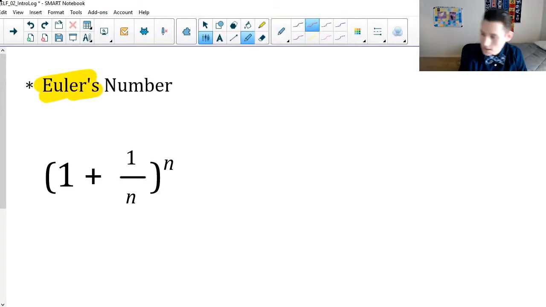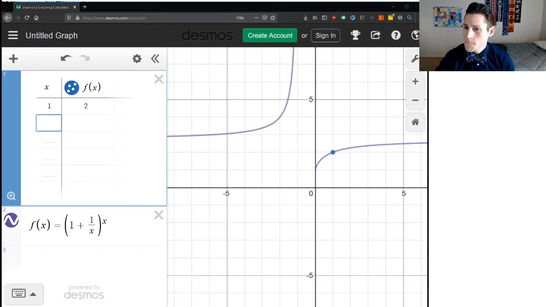So Euler's number comes from this expression, 1 plus 1 over n to the nth power. And so what happens here, I'm going to bring up Desmos here. So the graph is not important. I'm just going to see what happens if I take that expression, that 1 plus 1 over n to the nth power, and plug in different numbers.